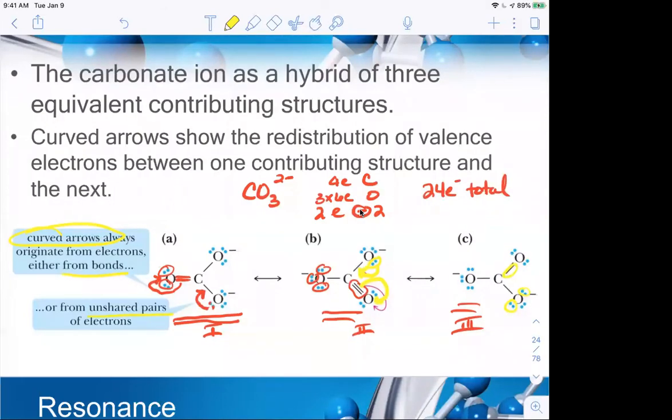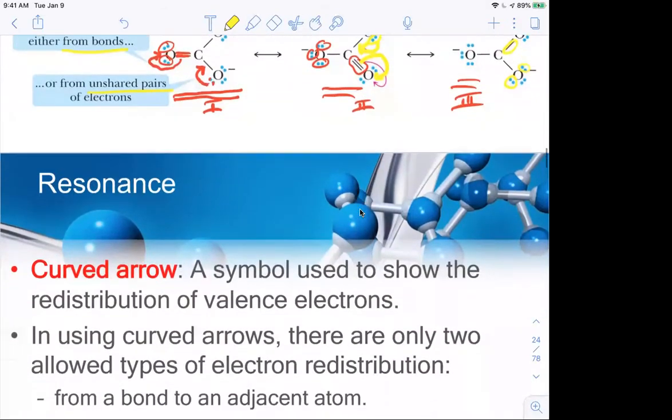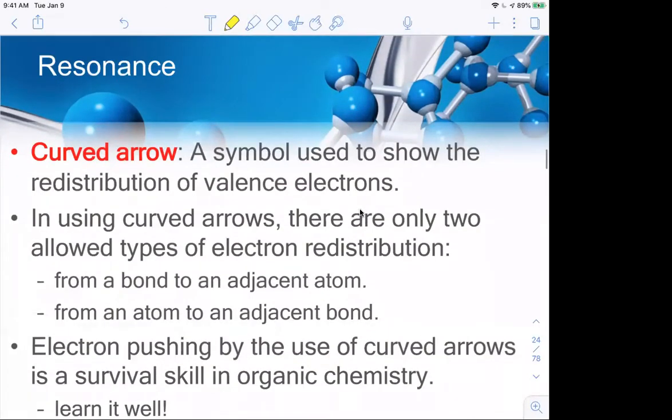And I need to be able to track the flow of electrons when I go from one resonance structure to another in order to be successful in this course. So let's look a little bit more in depth at this curved arrow. This is a symbol that is used to show the redistribution of valence electrons. It's really useful in resonance. It's also going to be really, really useful in mechanisms, organic reaction mechanisms, right?